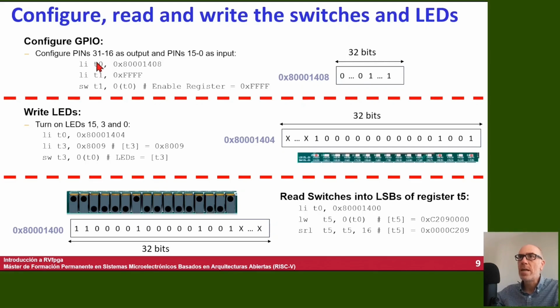First, we store the enable register address in T0, the value to write in T1, and use store to write that value to the address. This program will set the GPIO enable register to 16 zeros followed by 16 ones.